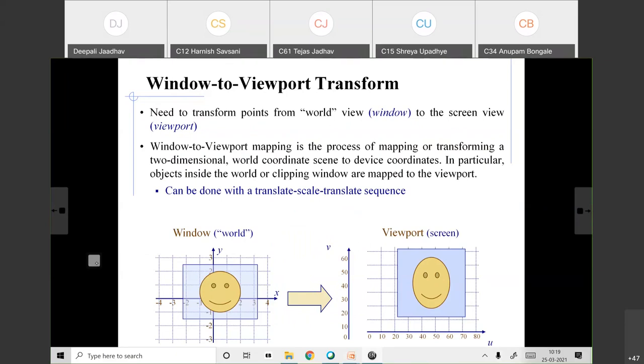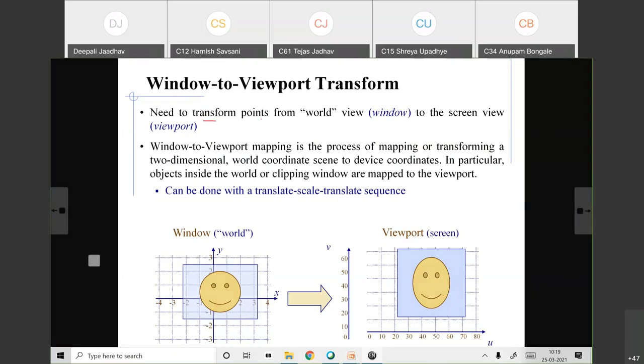Now the next one. Suppose this window is available and we want to translate it into the viewport. We are going to display the entire window in different viewports. So we need to translate that window into the viewport, that is, translate or transfer the points from the world window to the viewport.